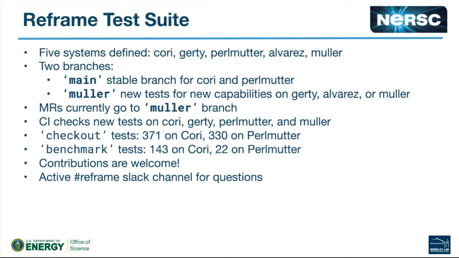So right now, for tests that have the checkout label, we have 371 tests written for Corey and 330 for Perlmutter. So we have a pretty broad suite there. And for benchmarks tests, we have 143 on Corey and 22 on Perlmutter. So we definitely need to add some more Perlmutter benchmarks. So if you have ideas there, or ideas for tests that need to be run in checkout that aren't covered, I certainly encourage you to come and either write your own test or at least open an issue. So contributions are always welcome.